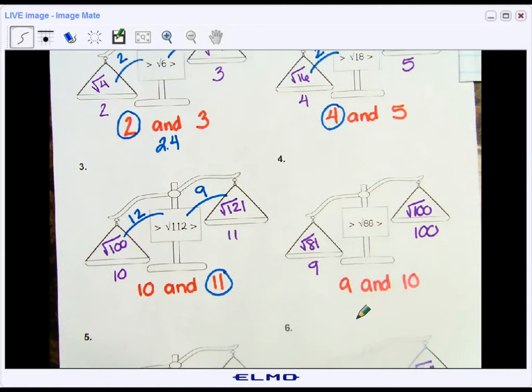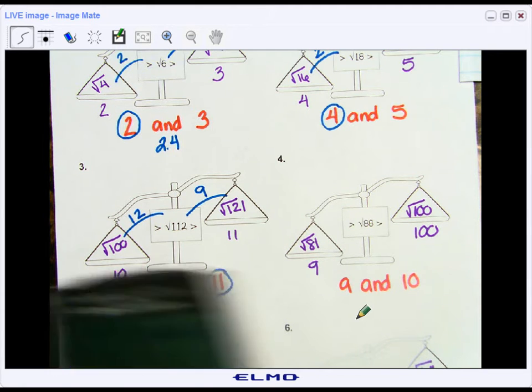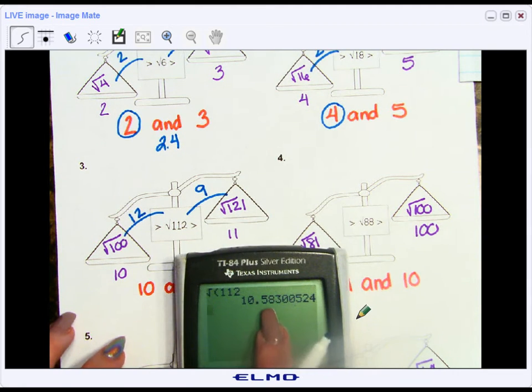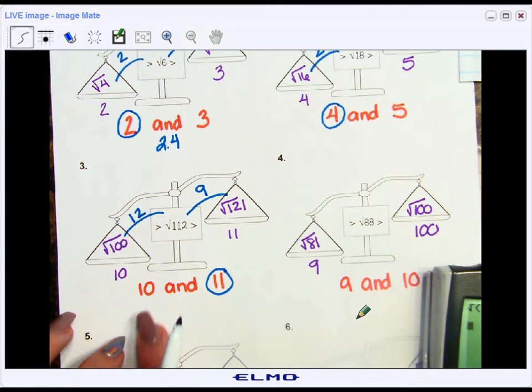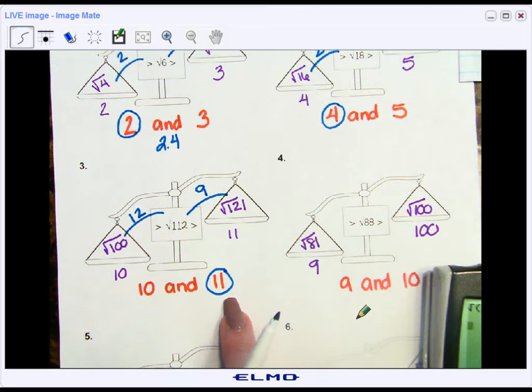Okay, so if I type in the square root of 112 in my calculator, I get 10.58, which I'm going to round up to 10.6. So it's closer to 11 than it would be to 10.